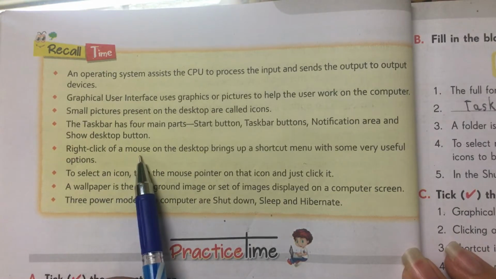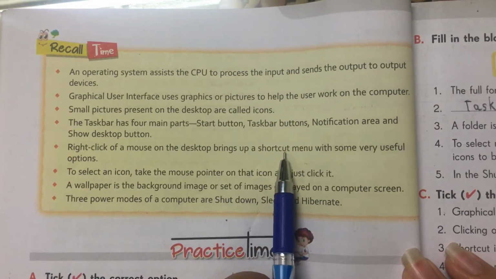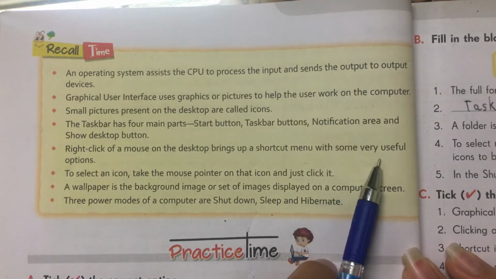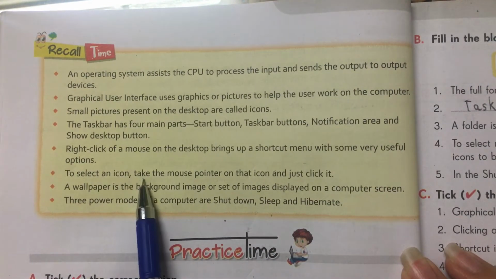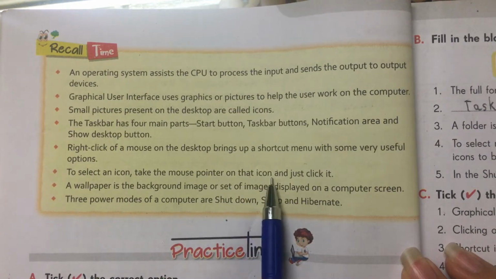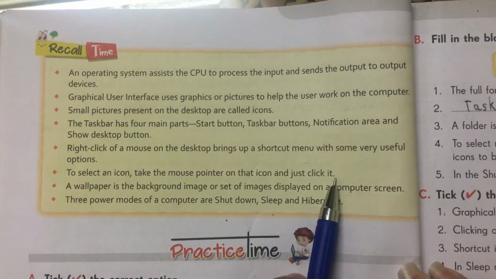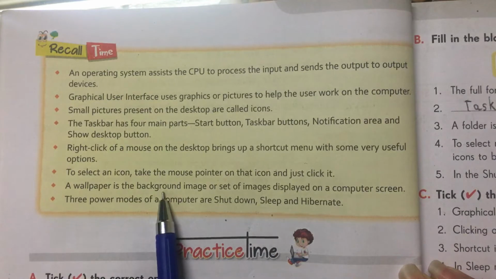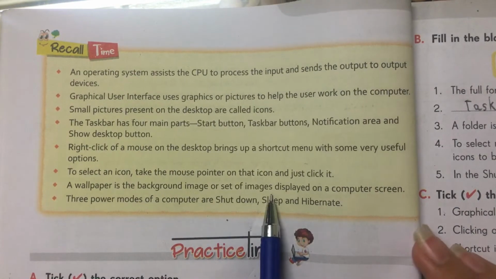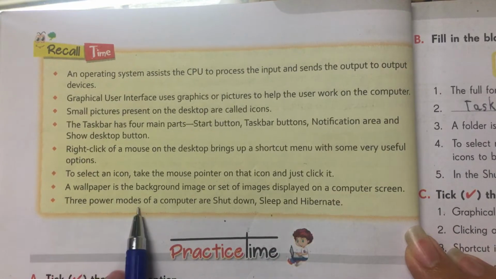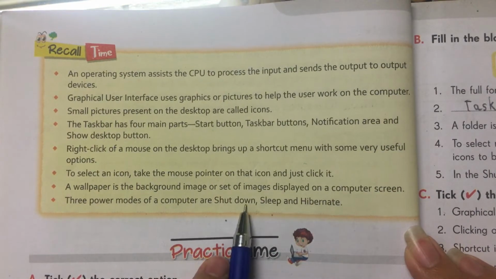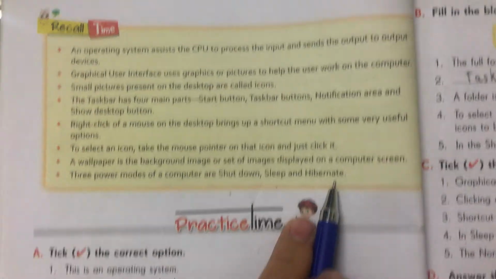Right-click of a mouse on the desktop brings up a shortcut menu with some very useful options. To select an icon, take the mouse pointer on that icon and just click it. A wallpaper is the background image or set of images displayed on a computer screen. Three power modes of a computer are shut down, sleep, and hibernate.